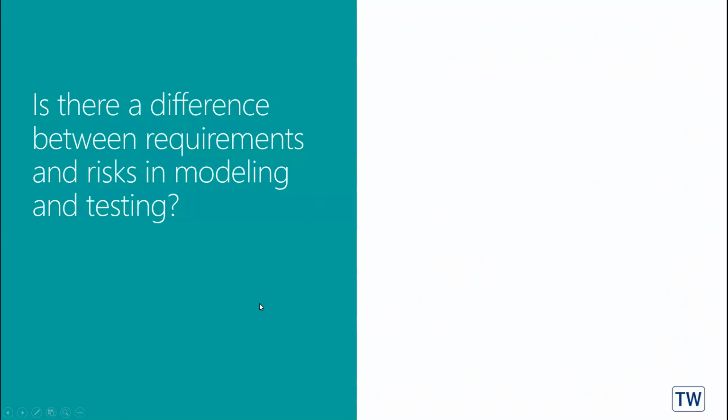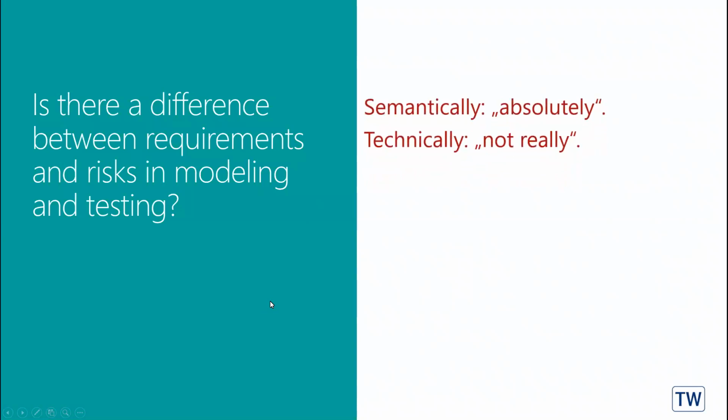So what's the difference between requirements and risks in modeling and testing? For sure, there's a difference. Semantically, absolutely, it's a difference on both sides. Technically speaking, it's not really a difference in the tools. Semantically, requirements define the needs and behavior, mainly the inputs, the actions, a function, a task, and the output, and are defined how a system must behave.